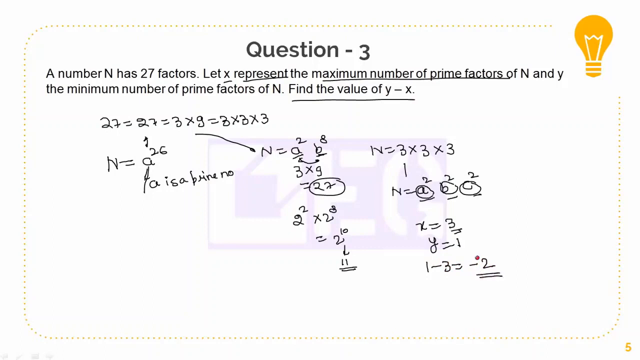I hope this question is clear. It is a very important type of question where we find the maximum and minimum number of prime factors. With this question you learn the basic concept of factorization, how to represent a number in terms of factors. If there are 27 factors, then there are 3 possibilities for the number: a to the power 26, a square b to the power 8, or a square b square c square. I hope this concept is clear. Let's move to the next question.